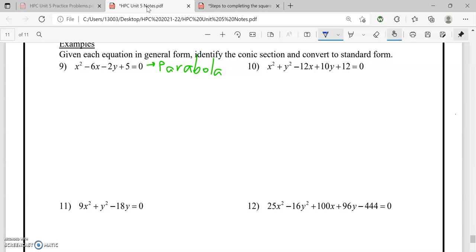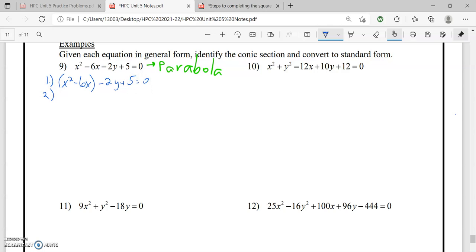So again, step 1 is just grouping things together. I'm going to note it as step 1. And we just want x squared minus 6x grouped together. And then I'll just continue: minus 2y plus 5 is 0.